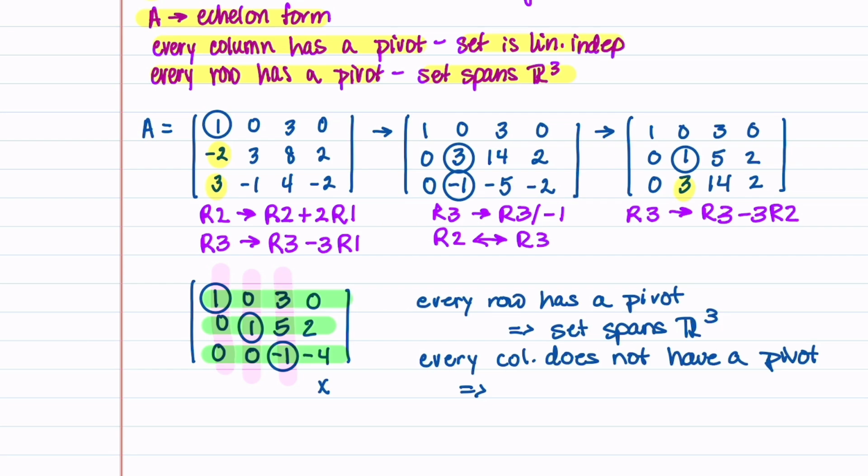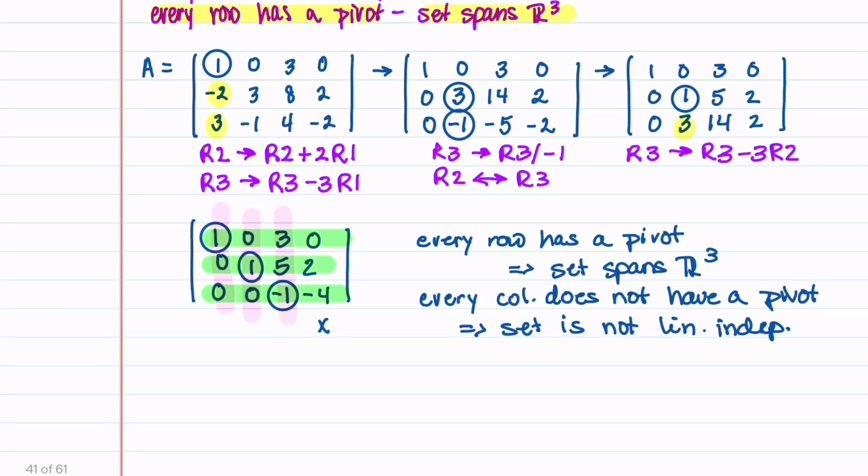So that means that our set is not linearly independent. And because of that, we can conclude that our set is not a basis for R3, because one of our requirements was not met.